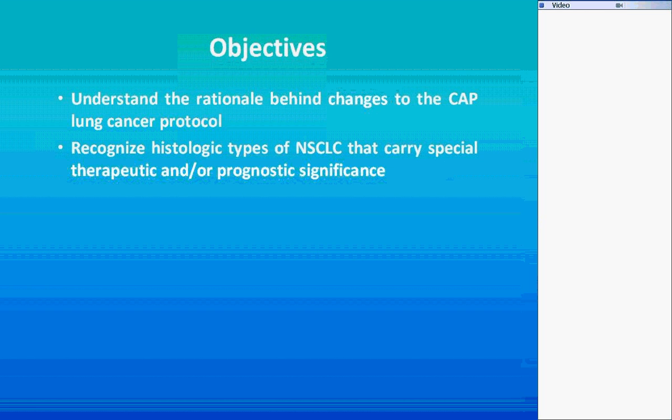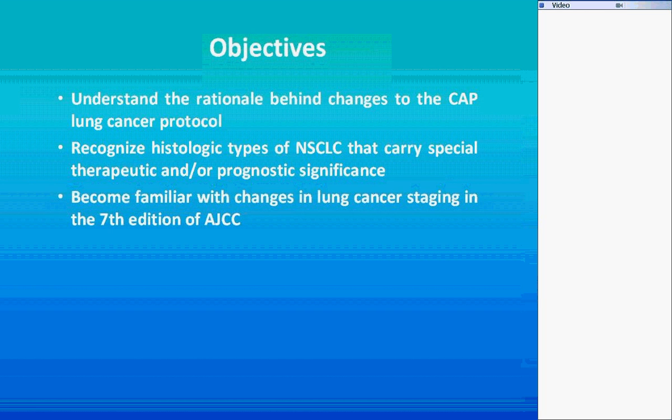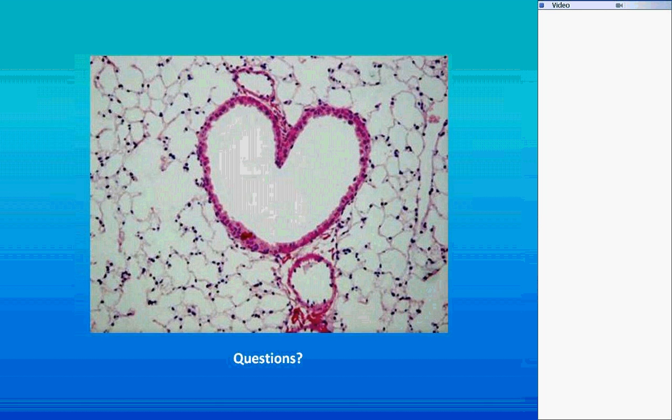We've gone over some of the histologic types of non-small cell lung cancer that have some special prognostic or therapeutic significance that would be important to communicate to the clinician so the patient gets appropriate treatment. And finally, we've discussed some of the important changes in the 7th edition of the AJCC manual and how potentially to interpret some of the difficulties with appropriately categorizing lung cancers. So with that, I certainly appreciate your attention, and I eagerly await some of the questions that may have arisen.